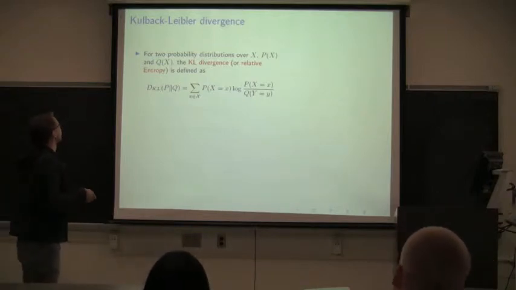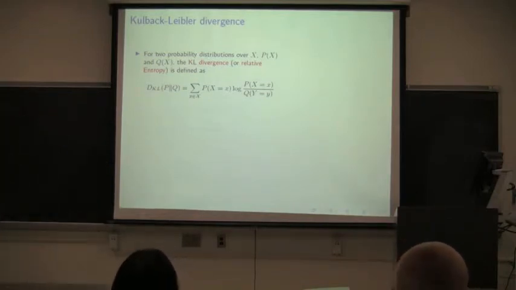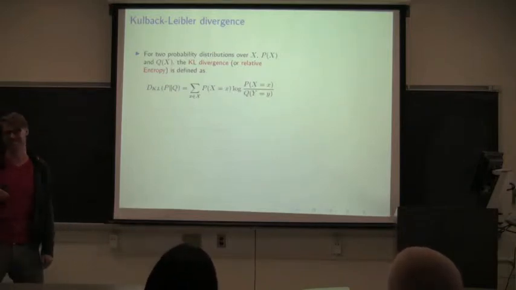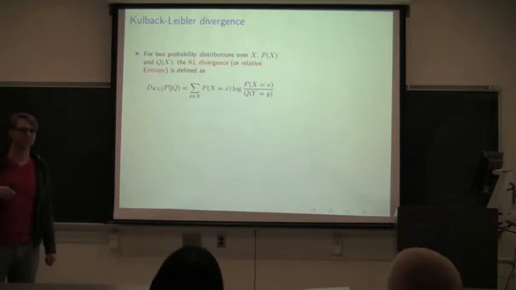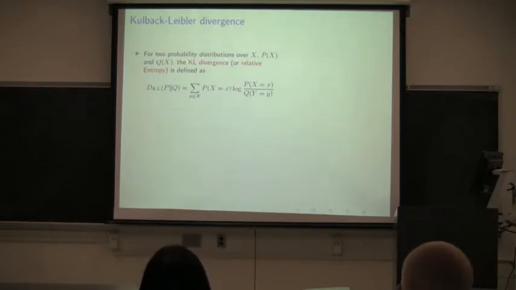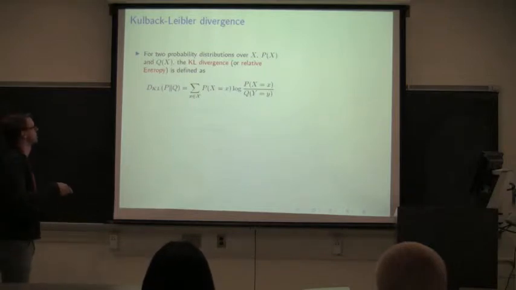Okay, so the Kullback-Leibler divergence. That's another application of entropy in bioinformatics, because we will definitely use the Kullback-Leibler divergence for constructing inference algorithms. Basically, for two probability distributions over X, so two distributions over the same variable, P of X and Q of X, the KL divergence is defined as the average, it's defined as this.